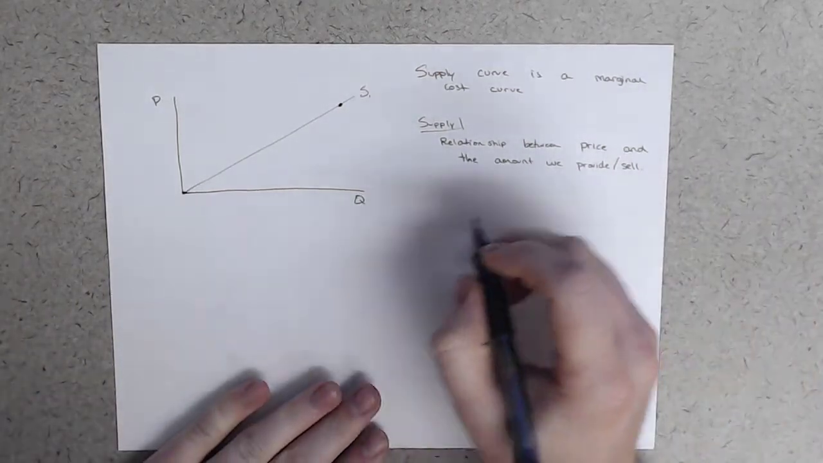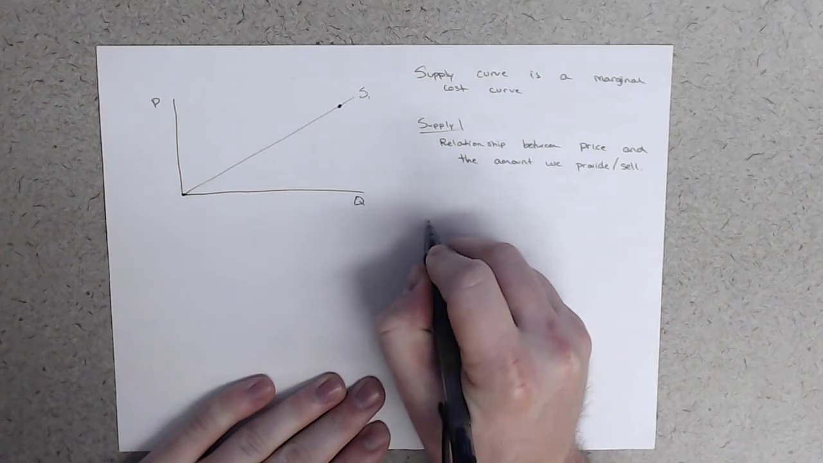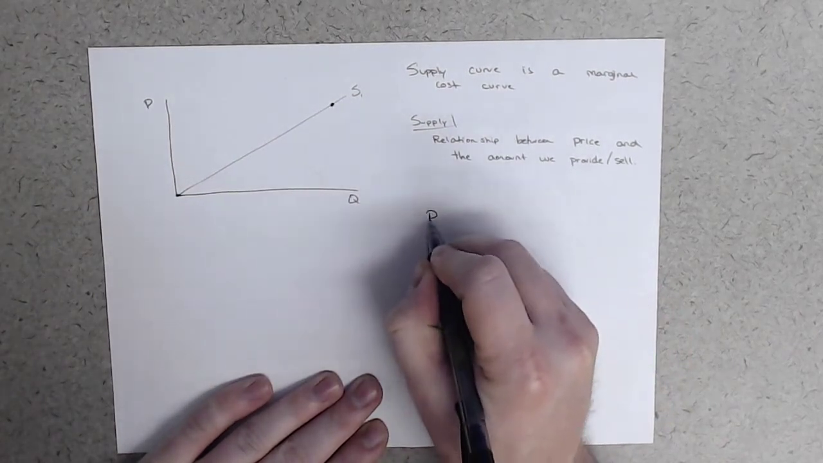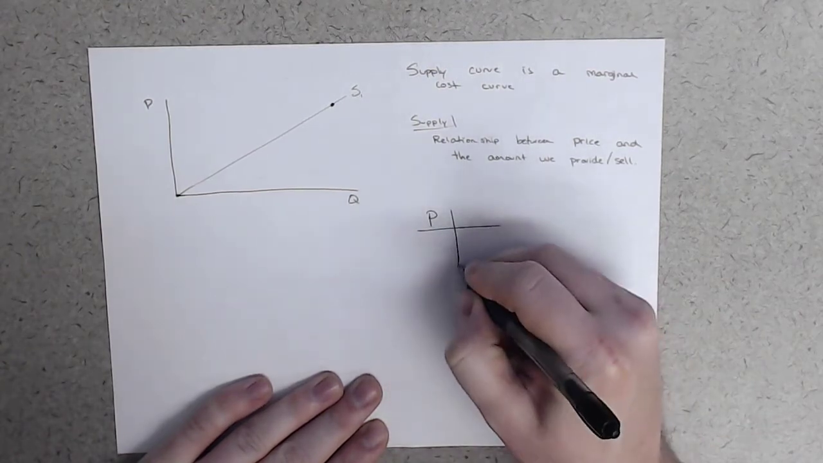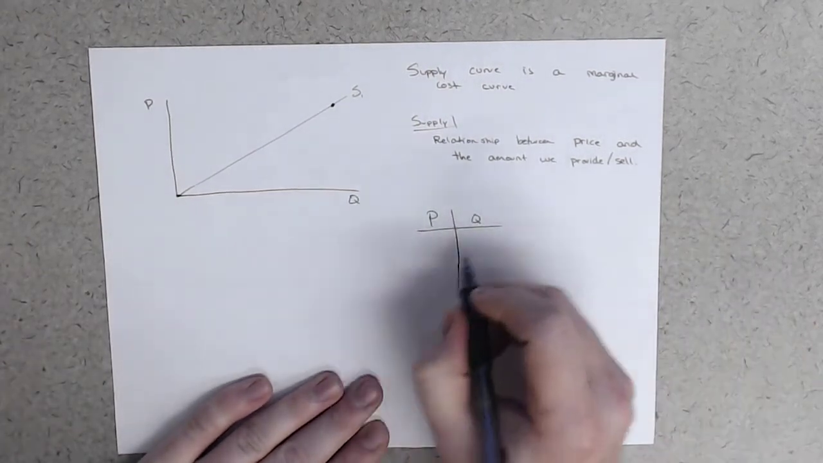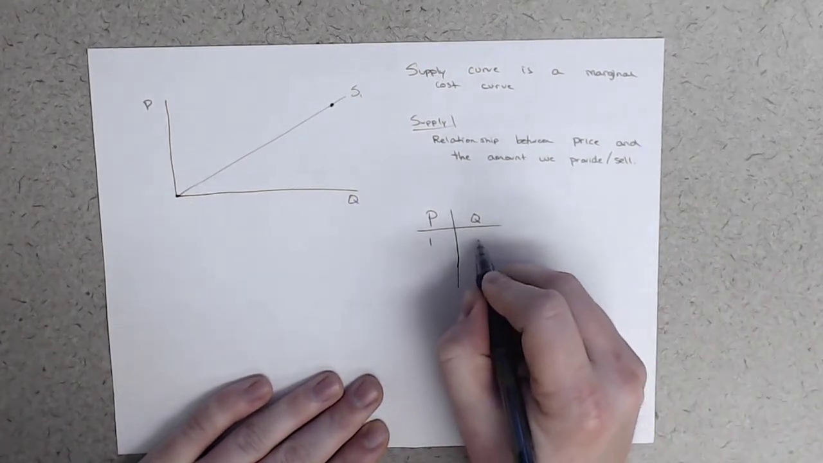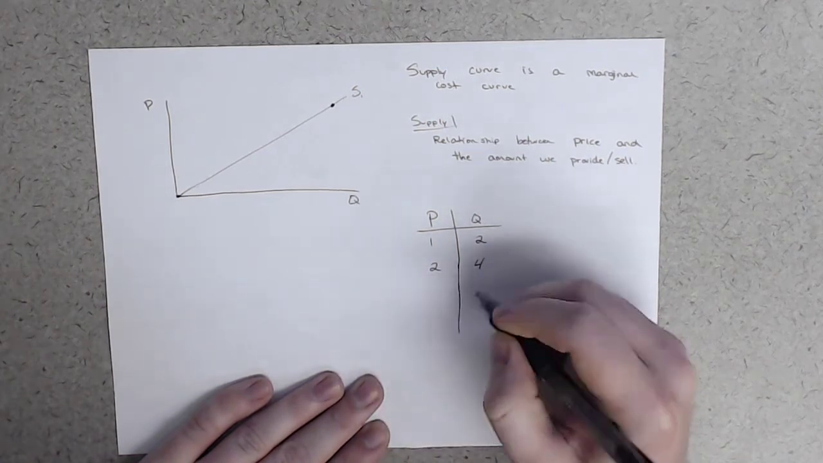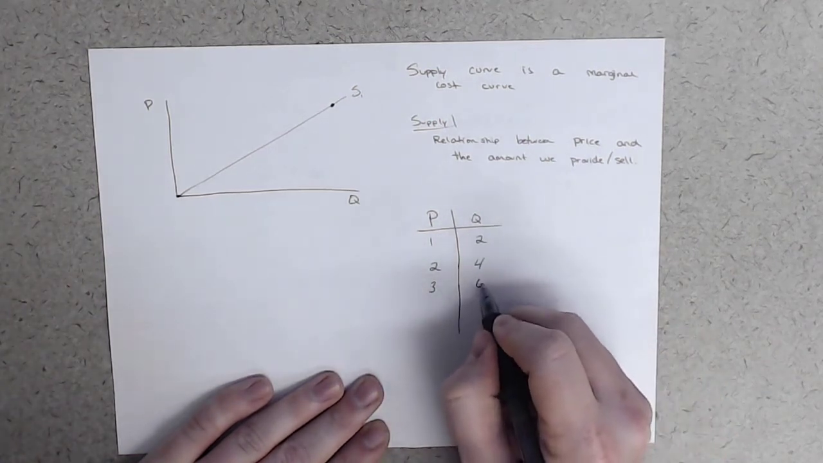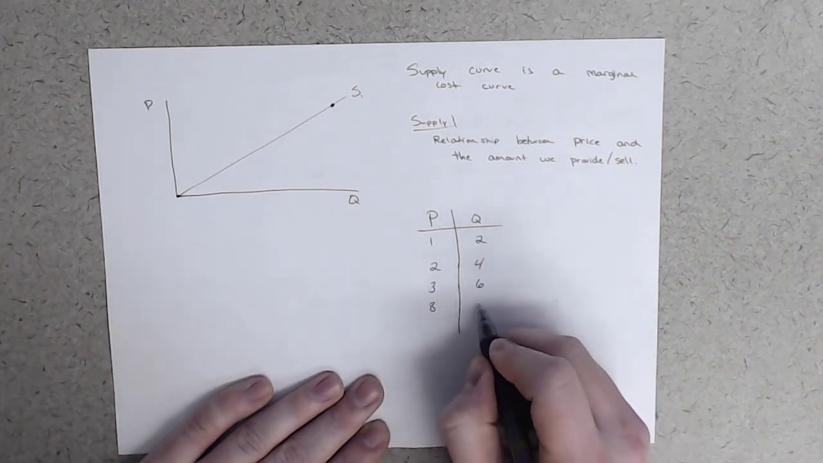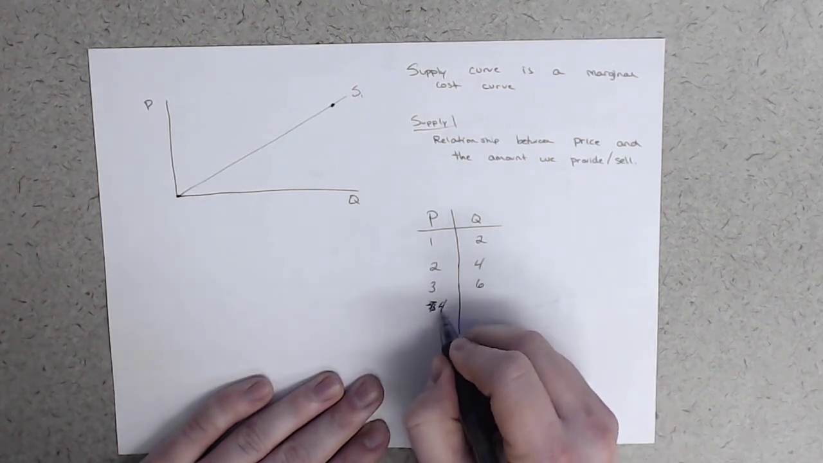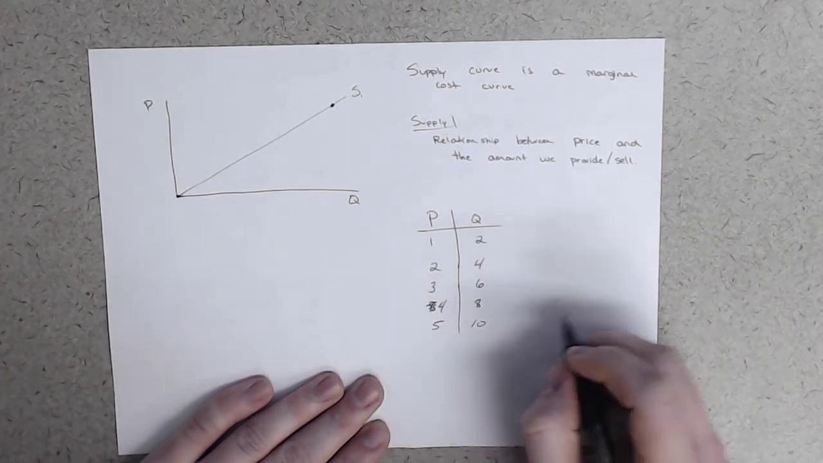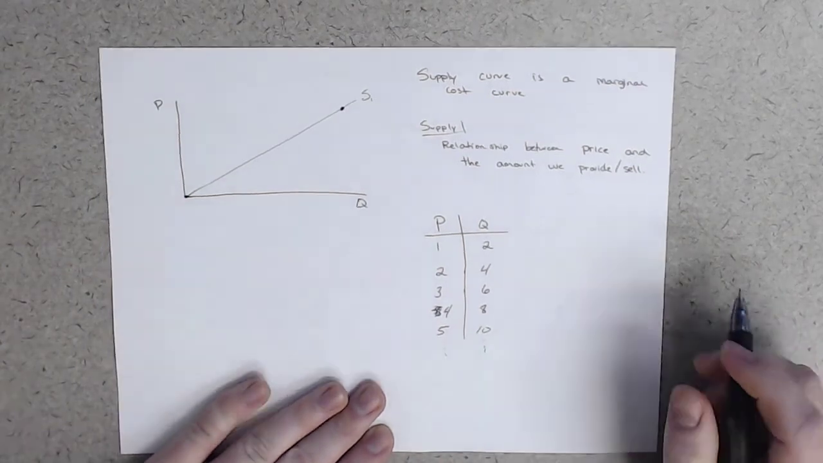Okay, so let's say that we can represent this supply curve here with the following tables. We have price and quantity. So at a price of 1, let's say you sell me 2. Right? At a price of 2, you sell me 4. At a price of 3, you'd be willing to sell me 6. At a price of 4, you'd be willing to sell me 8. At a price of 5, you have 10, right? And so on and so forth.